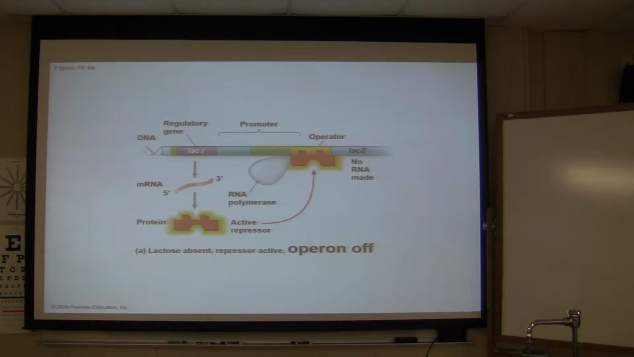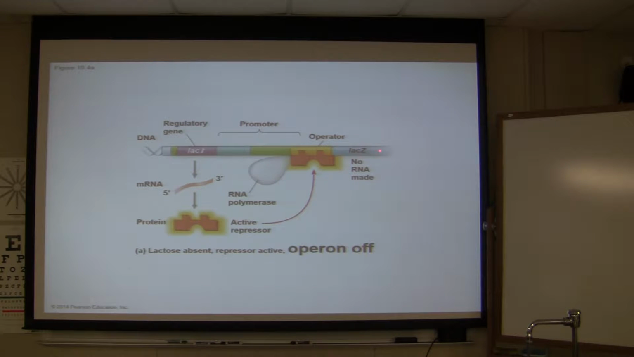Let's go ahead and look at it one by one. So you have a regulatory gene right here. You have the promoter from here to here, and that would be your operator right here. So when this active repressor, a protein molecule, of course, all of these repressors and inducers are protein molecules, attaches to the operator on the DNA molecule, this is DNA, remember?